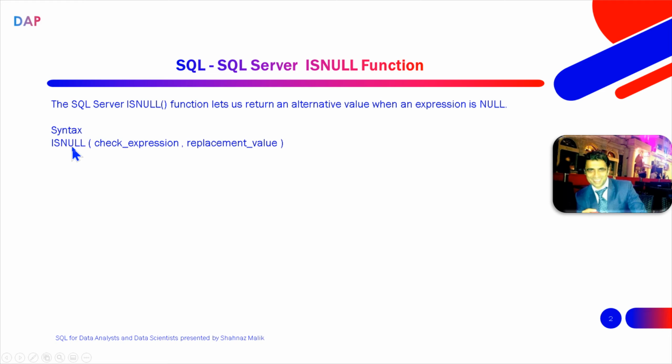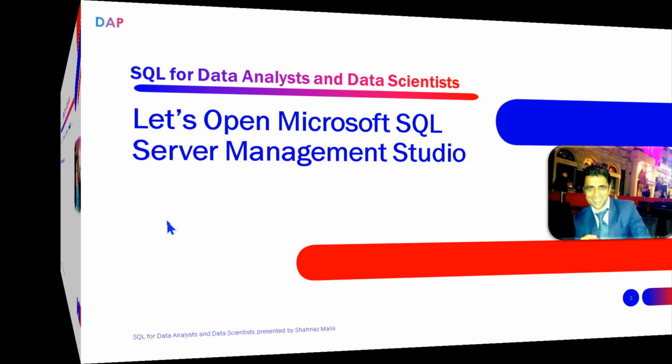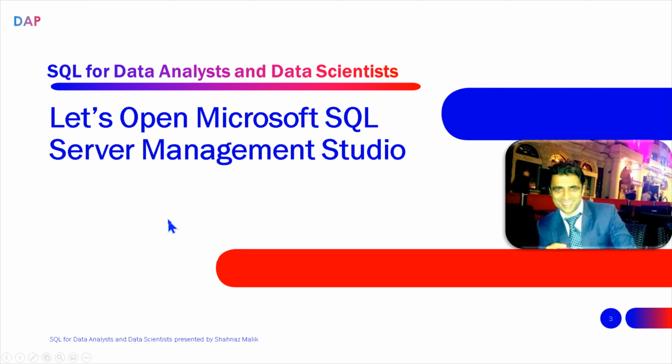You write the ISNULL function, then give the expression which you have to check. If it finds that the expression you are evaluating is null, then you can provide the replacement value, whatever value you would like to take instead of null. It is simple, but let me show you a couple of SQL queries in Microsoft SQL Server Management Studio.